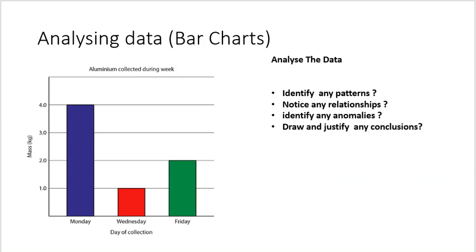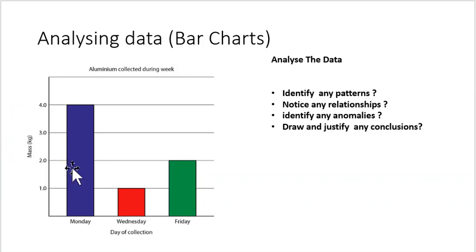And what they've done is they've taken 3 days, so Monday, Wednesday, and Friday. So these are the days of collection, and they've measured in mass, like in kilograms, how much aluminium was collected each day.